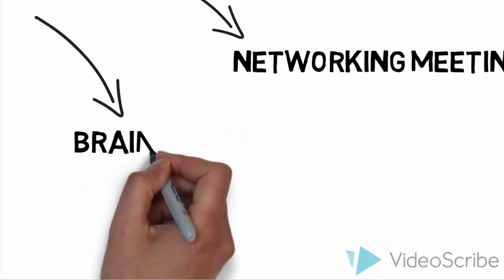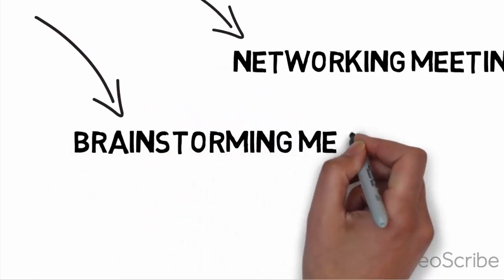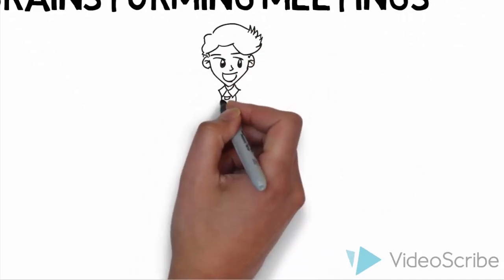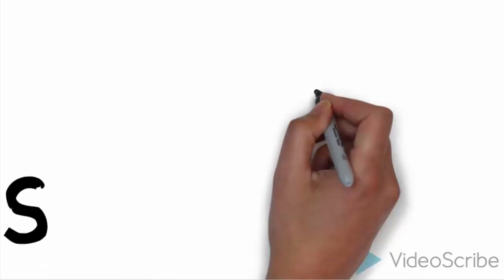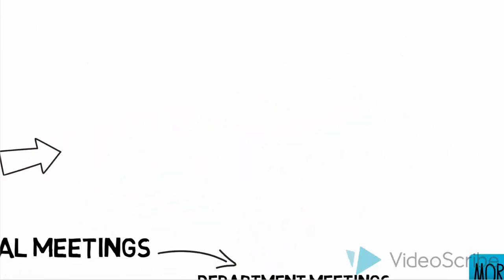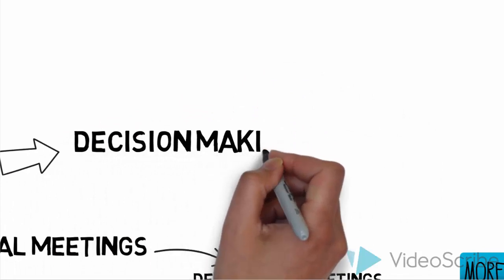Then there are brainstorming meetings. These are the meetings where people come together to deliberate on some important issues. Brainstorming is a technique used for formulating new ideas. The second reason to hold a meeting is to create mechanisms for decision making.